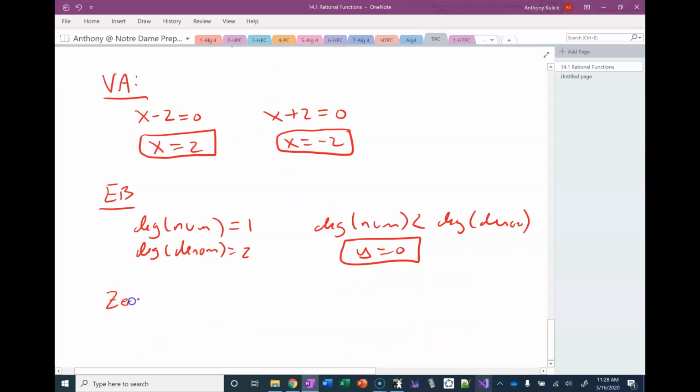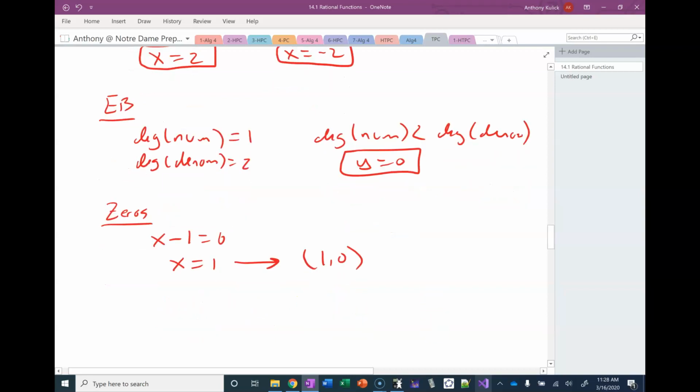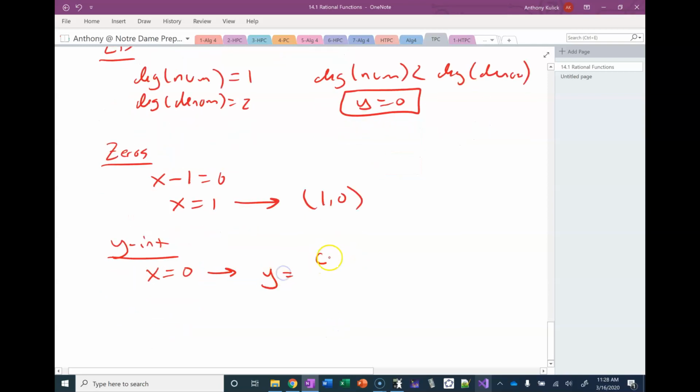Next up are the zeros. I get those by setting the numerator equal to 0 and solving. So this tells me that I have the point (1, 0), or the graph crosses the x-axis at the point (1, 0). And then the y-intercept: if I take x equals 0, that gives me y equals 0 minus 1 over 0 squared minus 4, or just 1/4. That is then the point (0, 1/4).